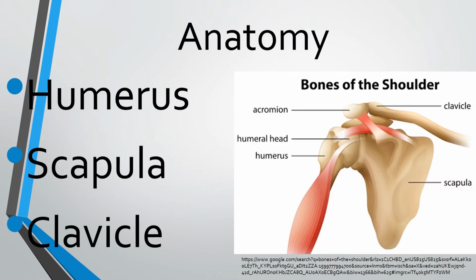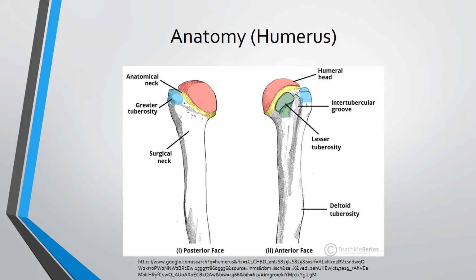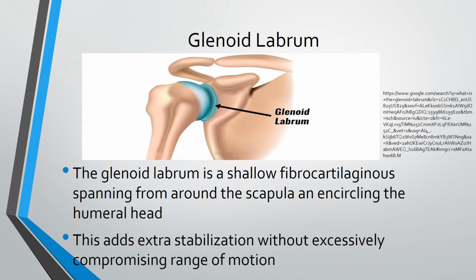The anatomy, the bony structures are the humerus, the scapula, and the clavicle. Some important anatomical structures of the humerus are the anatomical neck, the humeral head, the lesser and greater tuberosities, and the intertubercular groove. The glenoid labrum articulates with the head of the humerus.